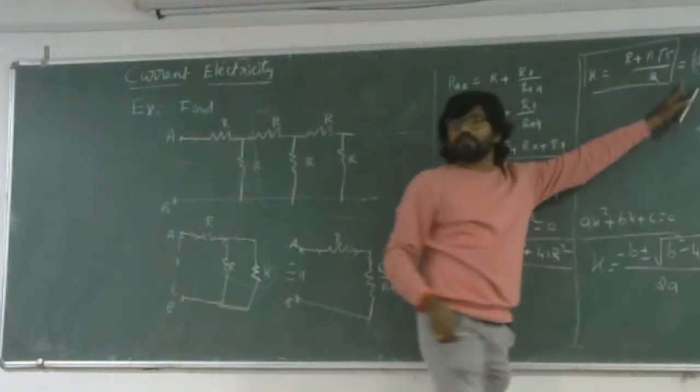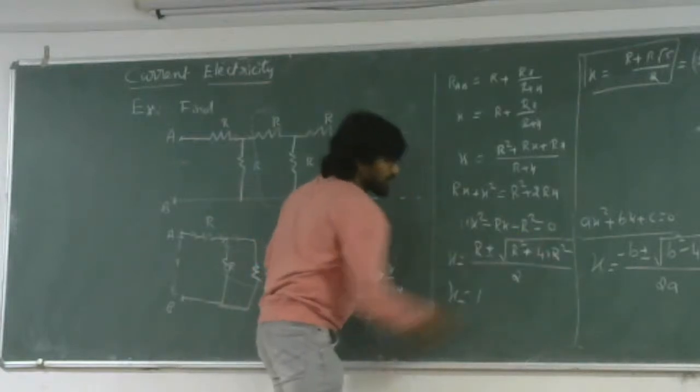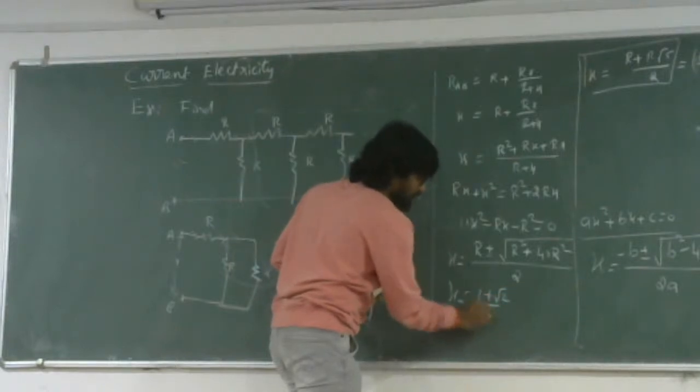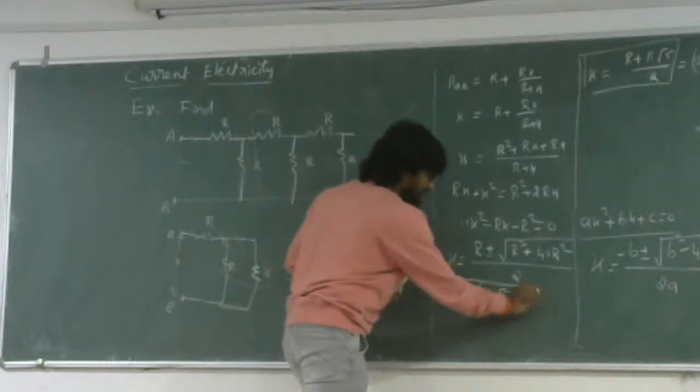This is the effective value. So what is X then? R plus root 5R by 2R, that is, 1 plus root 5 by 2 into R. Root 5. This is the value of X.